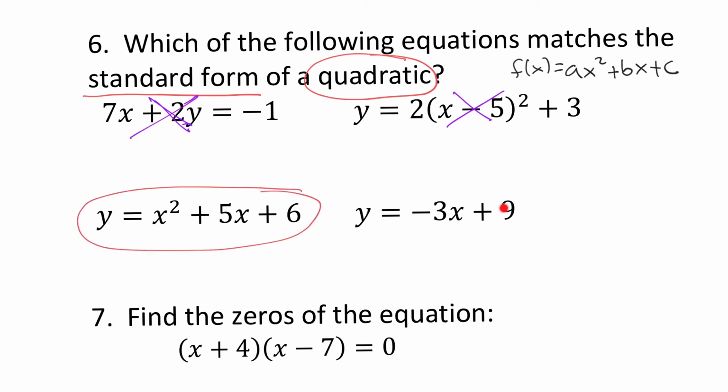If you want to check the last one, the x doesn't have a square. So that's not a quadratic. This is actually a linear equation, but we're not looking for linear. We are looking for a quadratic. So cross that one out. So the quadratic standard form is y equals x squared plus 5x plus 6.